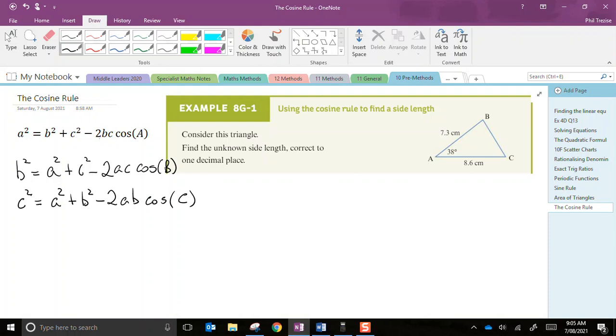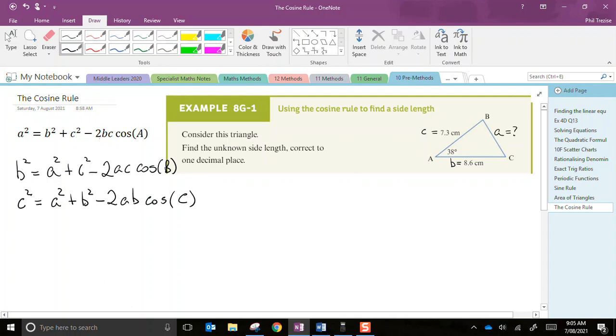So let's apply the cosine rule to this triangle we've got over here. So I've got angle A. This would be little side a over here, which we don't know. This is angle C down on the bottom right. This 7.3 would be side c, and this one down the bottom here would be side b. Our question is find the unknown side length correct to one decimal place. So we're looking for the unknown side, which is a.